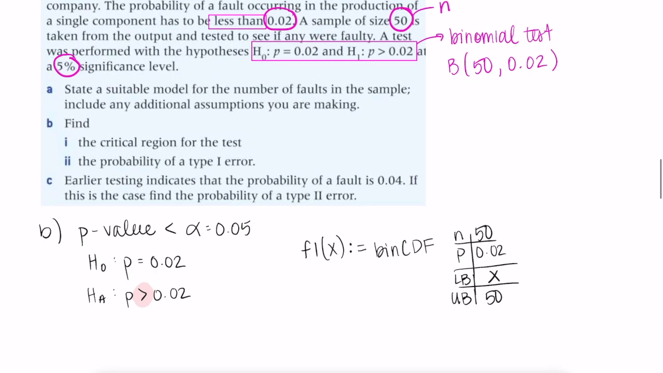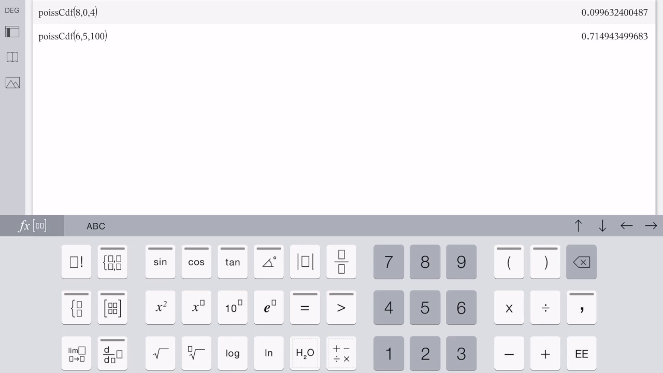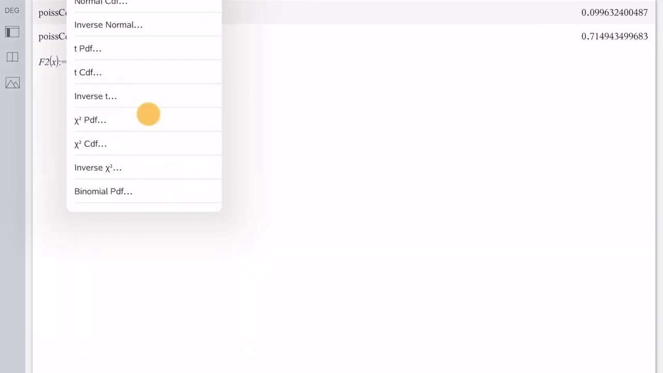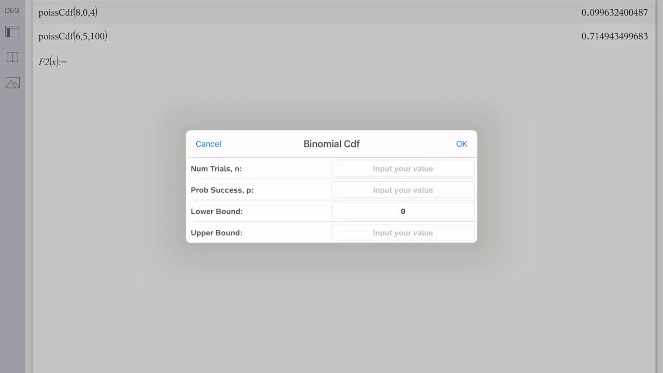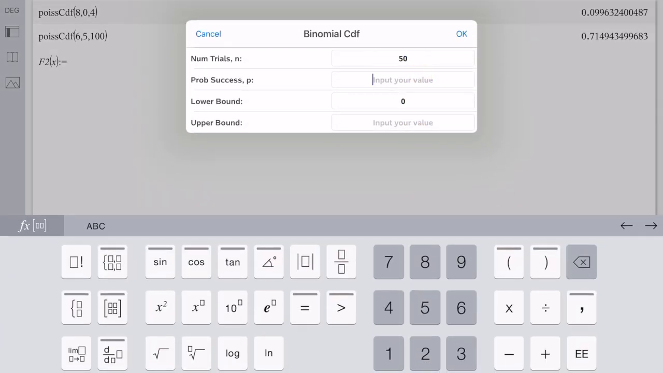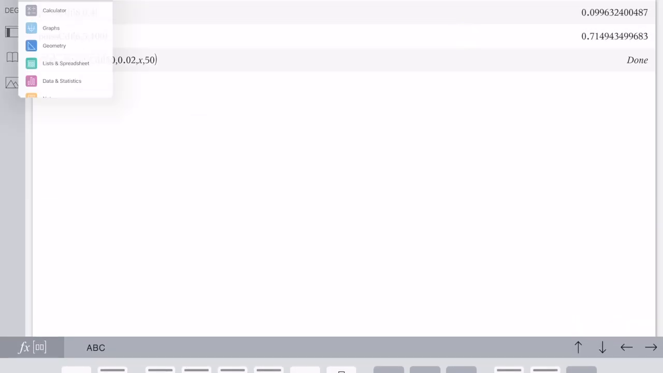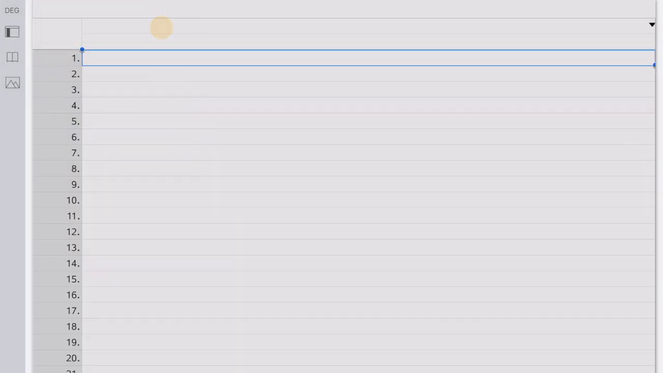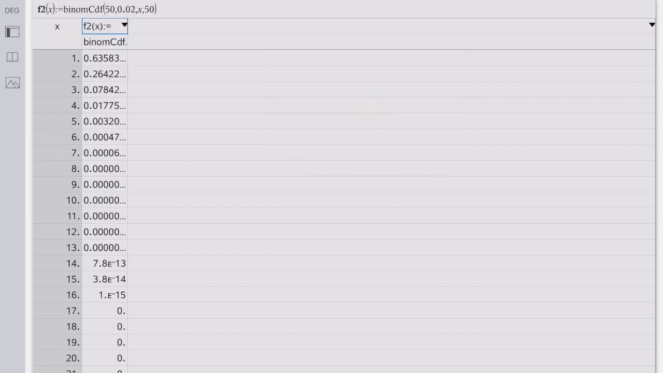So if I look at the calculator, I'm going to define my equation here. You can use any number that you would like. I'm going to define this as our binomial distribution, binomial CDF, 50 trials, 0.02. My lower bound is x. My upper bound is 50. Okay, now I'm going to add a list in spreadsheets. I'm going to switch this to a table and I'm going to select that function.